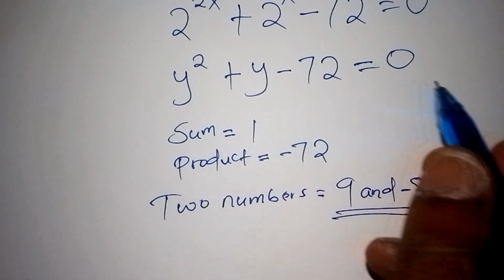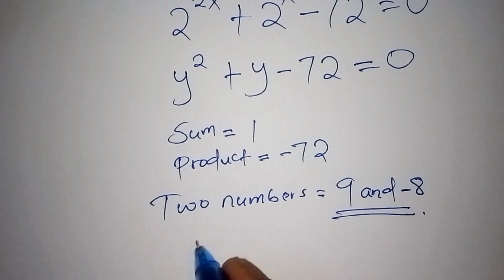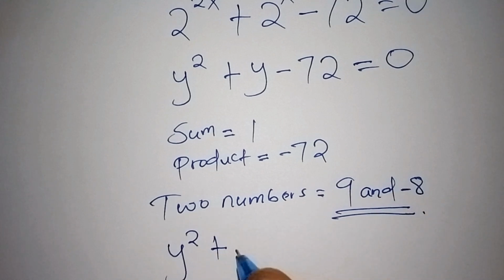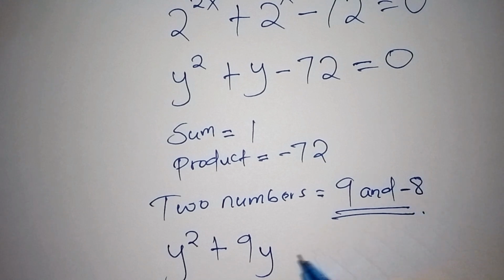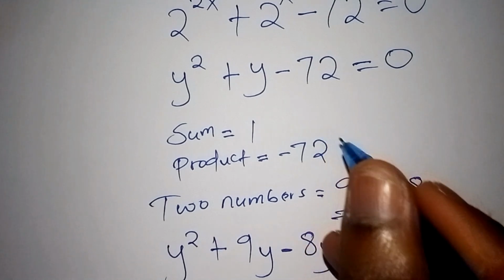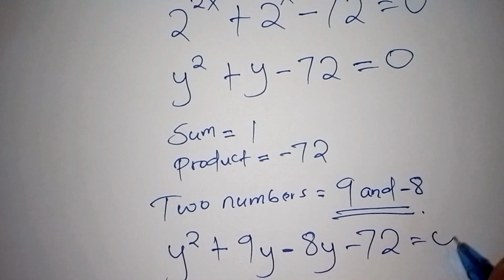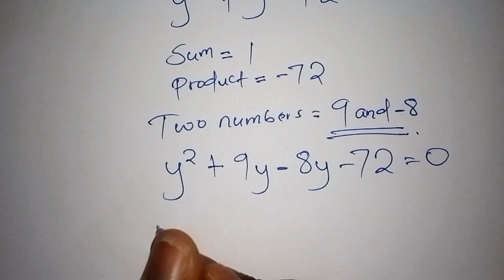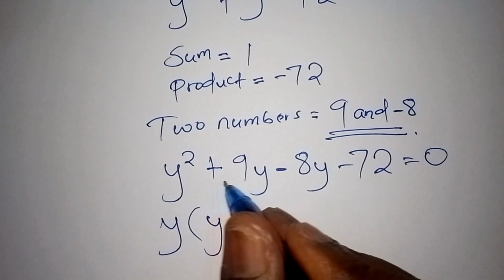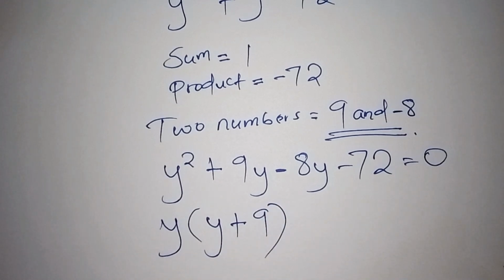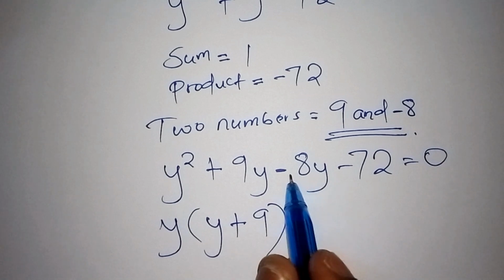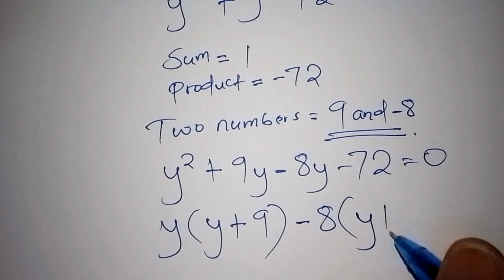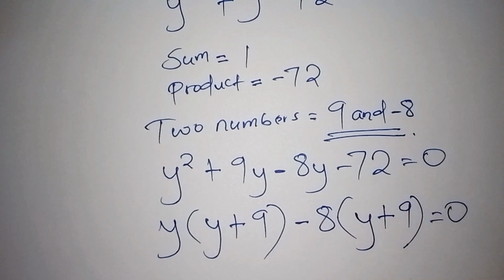So let's now rewrite this quadratic equation by putting 9 and negative 8 into place. So y squared plus 9y, then minus 8y, then minus 72 is equal to 0. Now we've come up with a good quadratic equation, so let's group them. We have y into bracket, y plus 9, then the next one is negative 8, so minus 8 into bracket, y plus 9, is equal to 0.